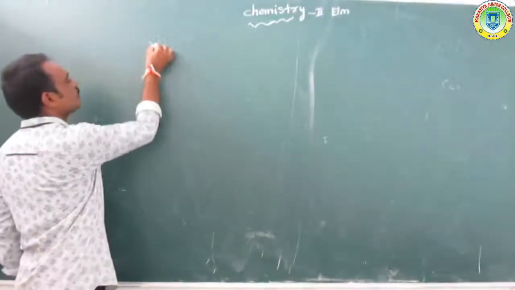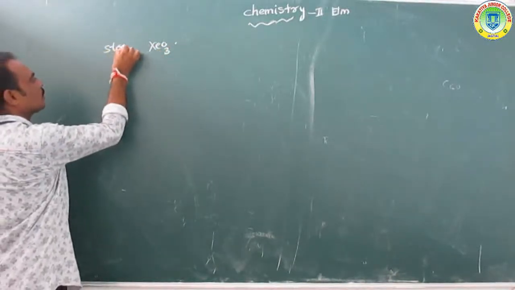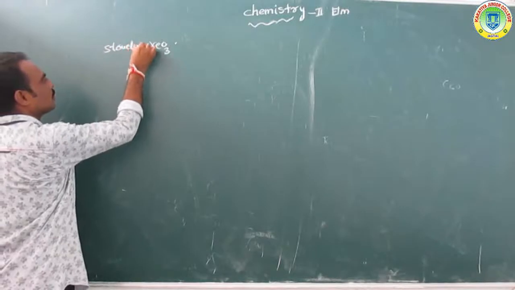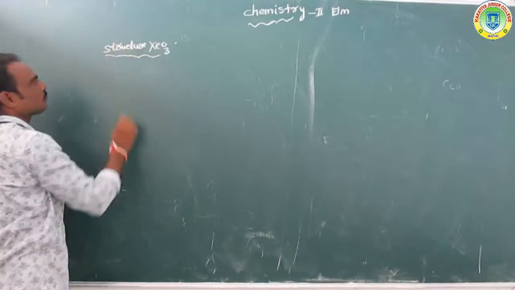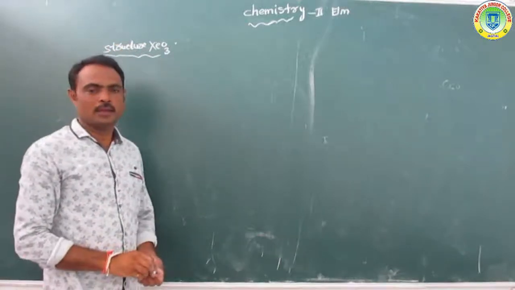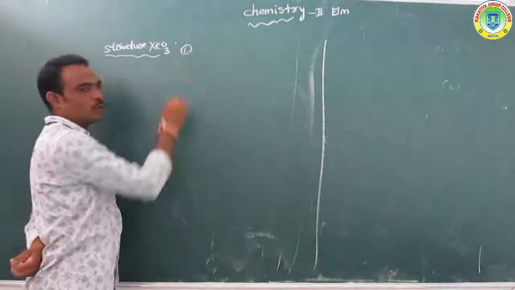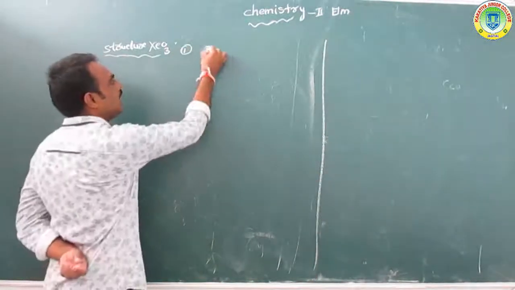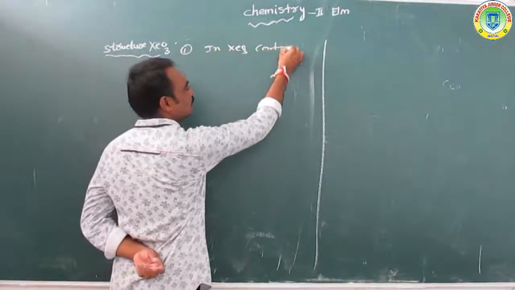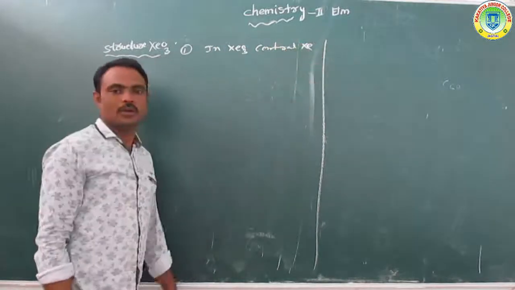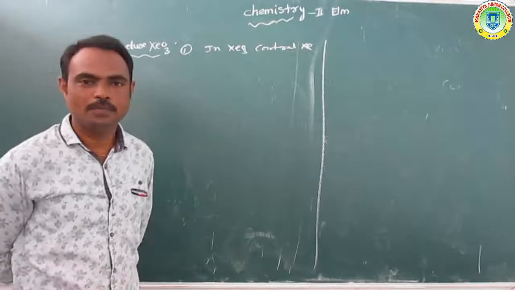Now first of all, the structure of XeO3. So overall, what is the first point? In XeO3, the central atom is xenon. Which atom is the central atom? Xenon is the central atom.